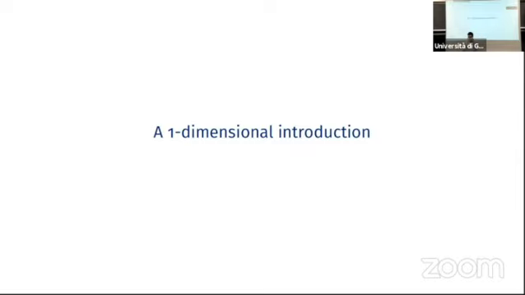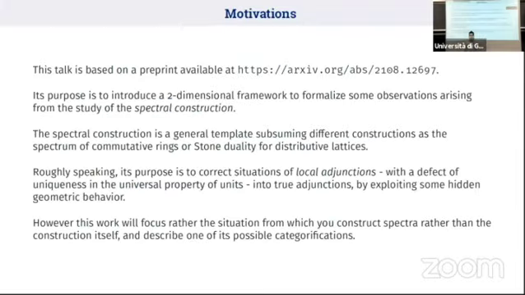Thank you. So in this work, my purpose is to introduce a two-dimensional framework in order to formalize some observations that arose when I was studying the spectral construction. Before going into this categorification process, I should present you a bit what the spectral construction is. This is something you may have already met in some of its instances, such as the spectrum of a commutative ring or the Stone dual of a distributive lattice.